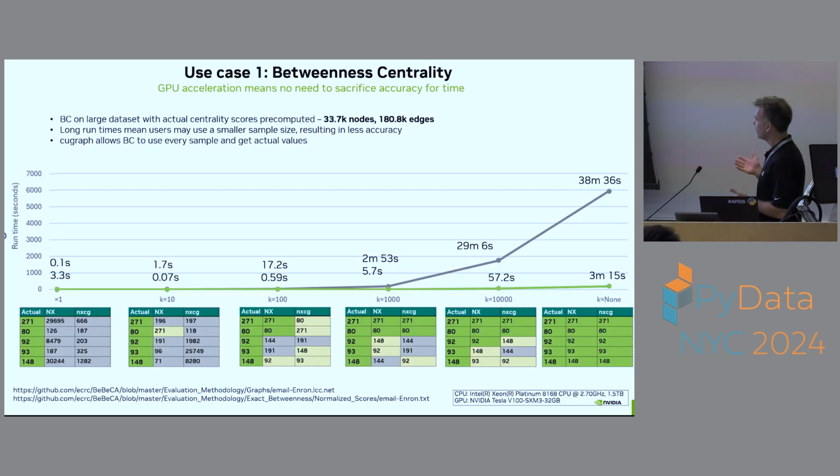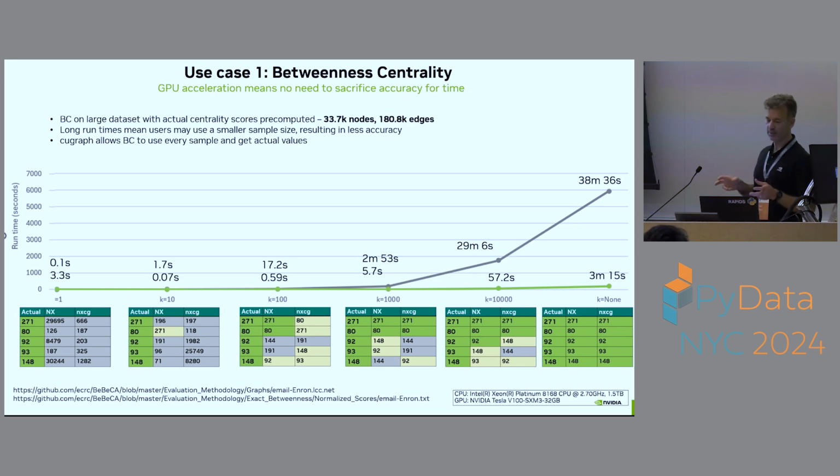So case in point here, betweenness centrality, that's one of the algorithms I mentioned earlier. I found a data set that had ground truth values for the results of the centrality. So I use those, which is a third-party verification of both NetworkX and cuGraph, which is nice. But you can see on the left of each of these tables is the actual top 5 values of the betweenness centrality scores for the nodes in the graph.